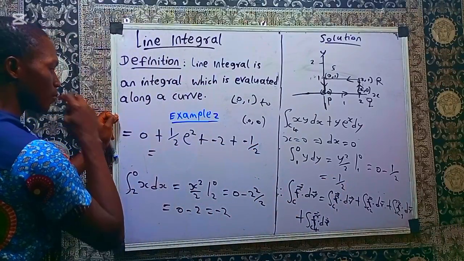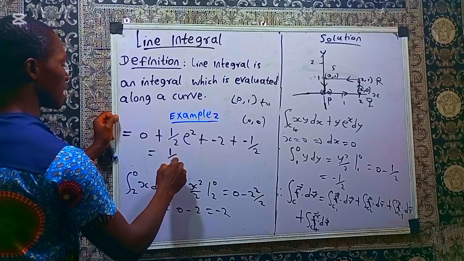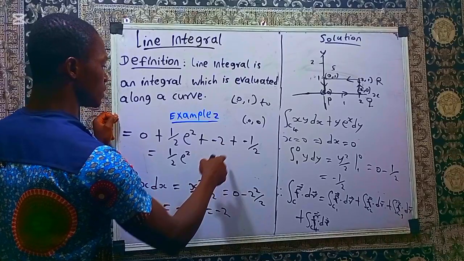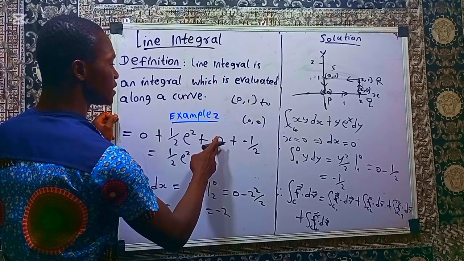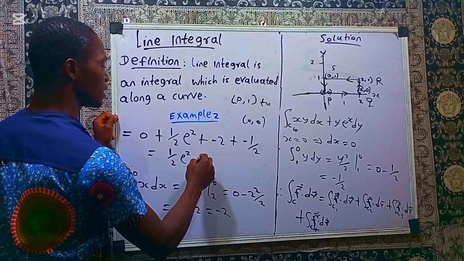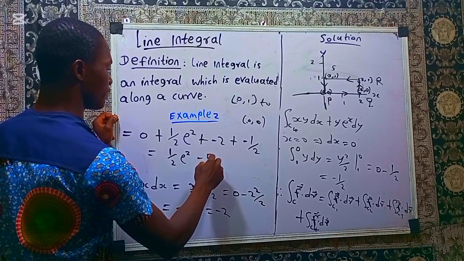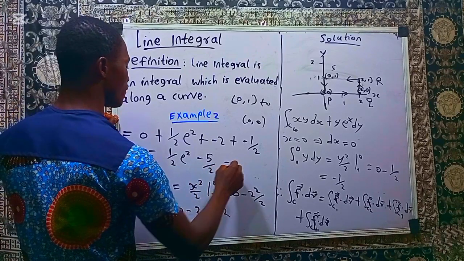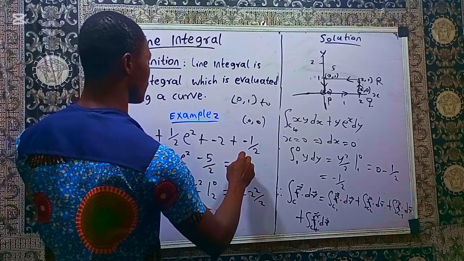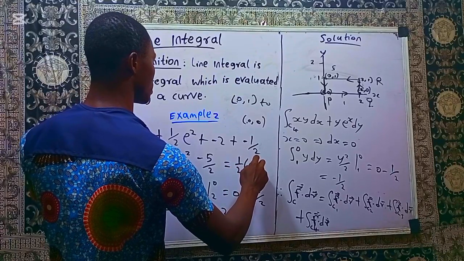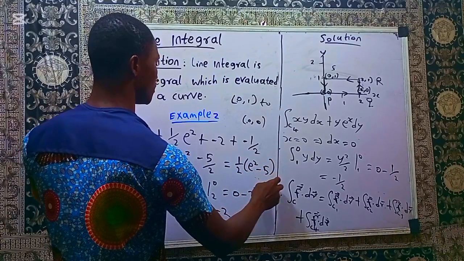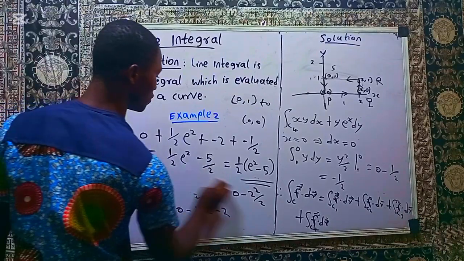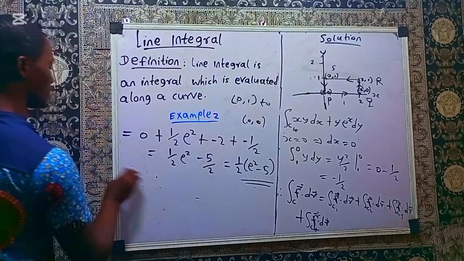So now what we have is basically half exponential raised to power 2. Then let's add these together. Negative 2, negative half will give you negative 5 over 2. Of course you can bring half out, so you are going to have half into exponential 2 minus 5. So this is the value of that integration over that very curve C, which is a rectangle.